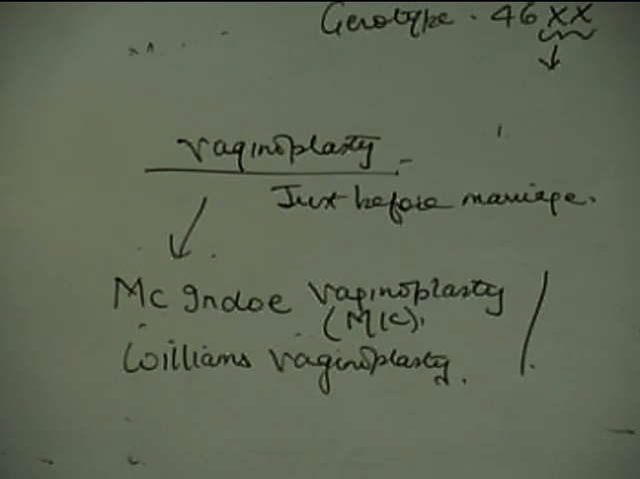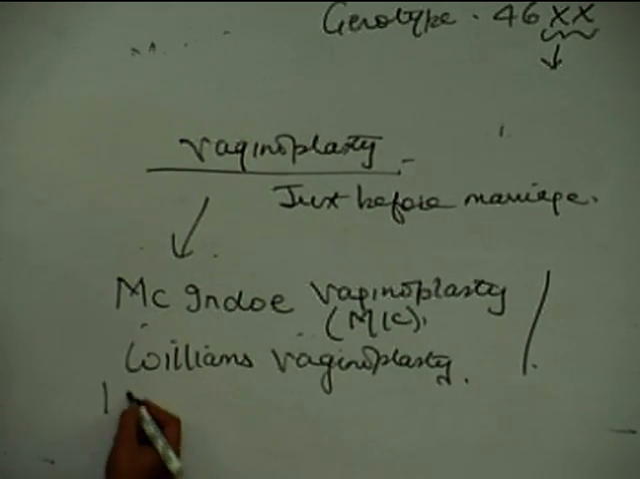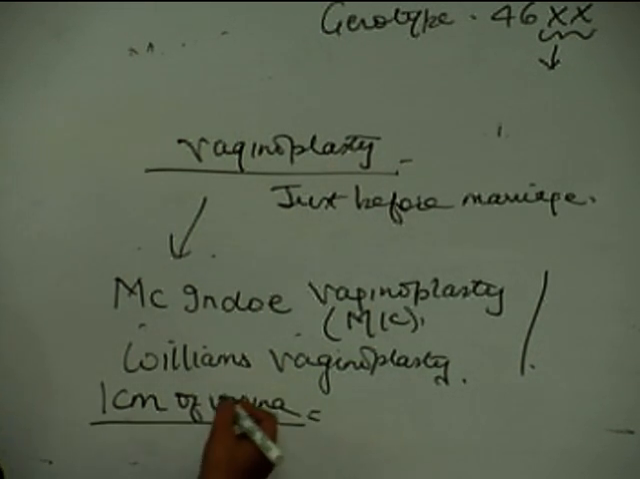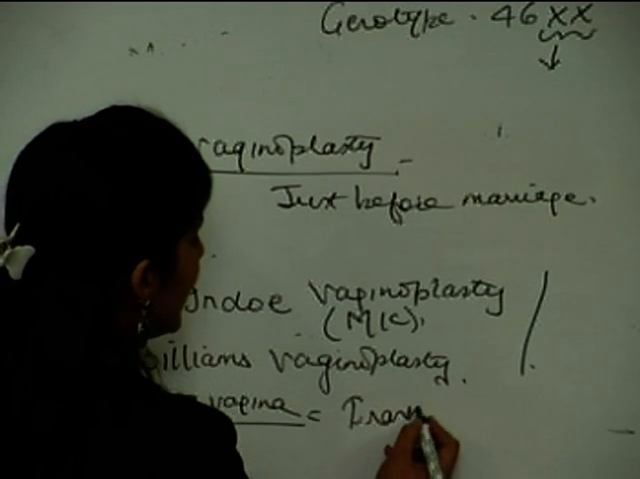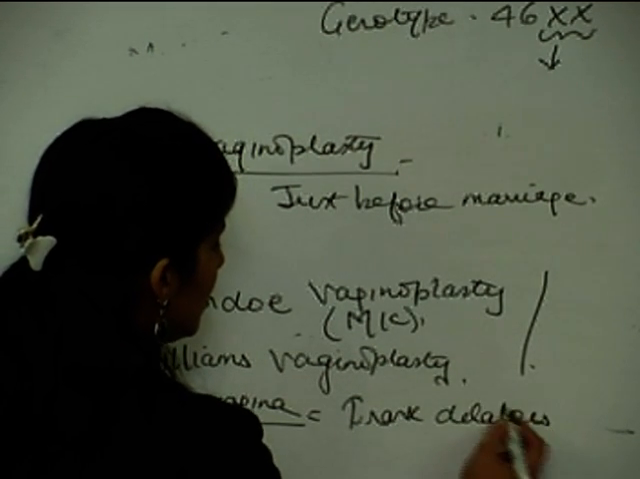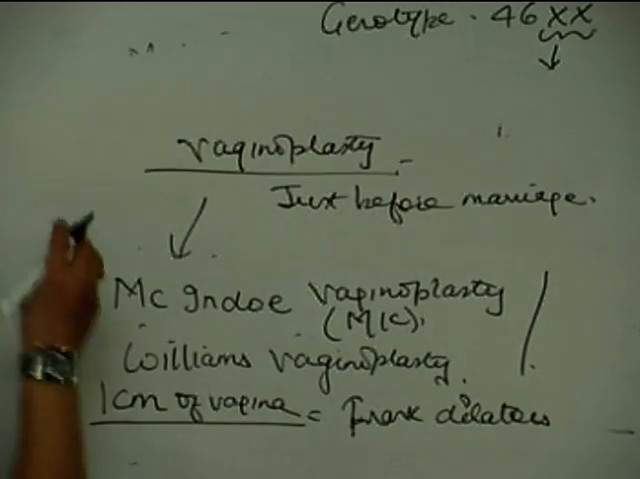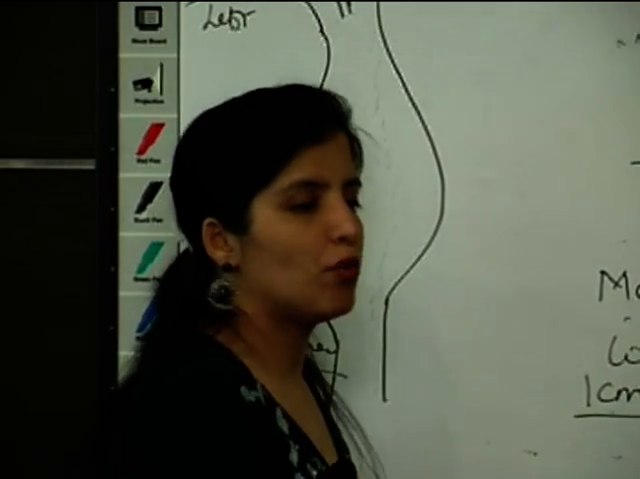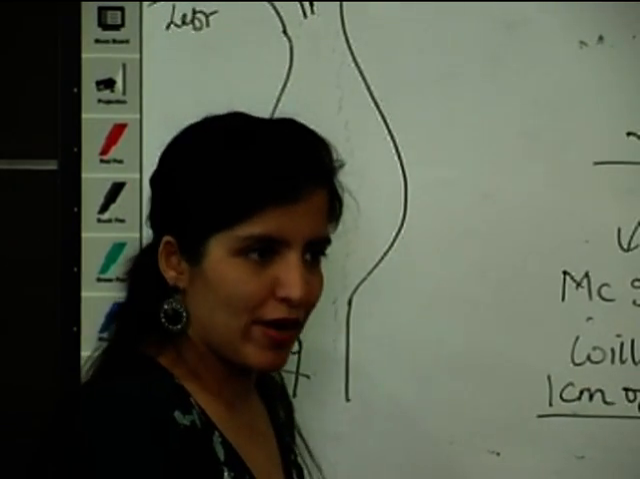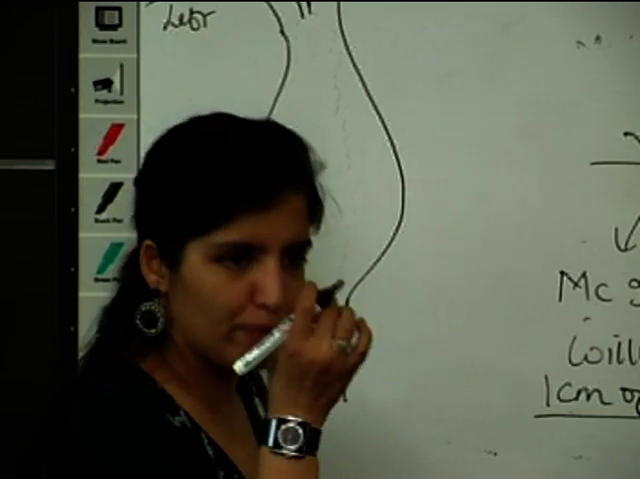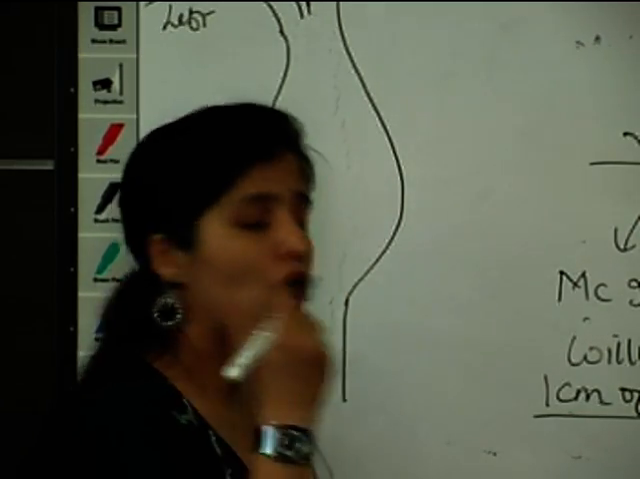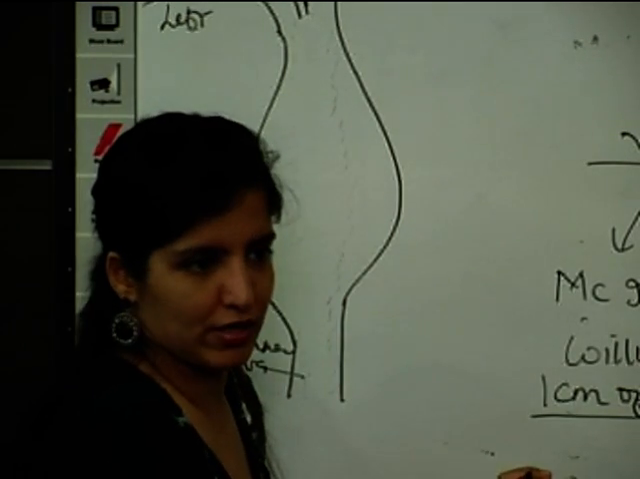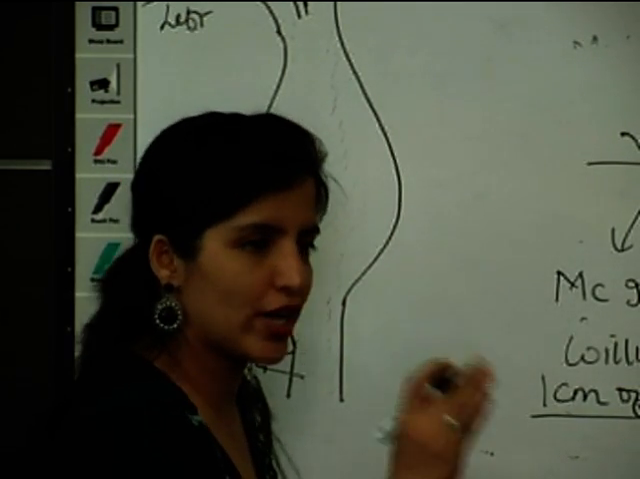In those females in whom there is at least 1 centimeter of vagina, you can also try using Frank dilators. You use these dilators to increase the size of the vagina, but that is not a definitive management. If the size of the vaginal pouch is less than 1 centimeter, or if Frank dilators fail, you have to do a vaginoplasty. So the definitive management always is vaginoplasty.